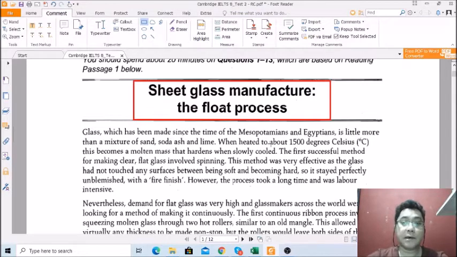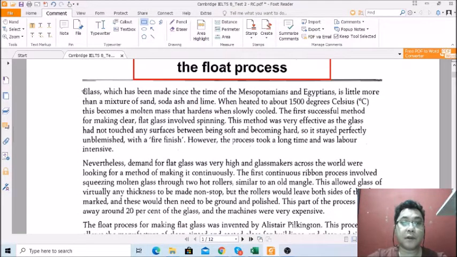Now, I want you to go deeper into the first paragraph. I want you to read very carefully, then I will tell you what to do next. I give you time for about 2 minutes. I want you to read through only the first paragraph.